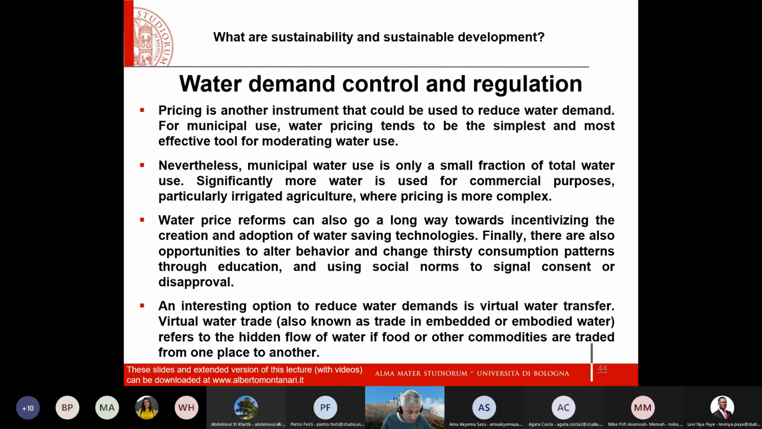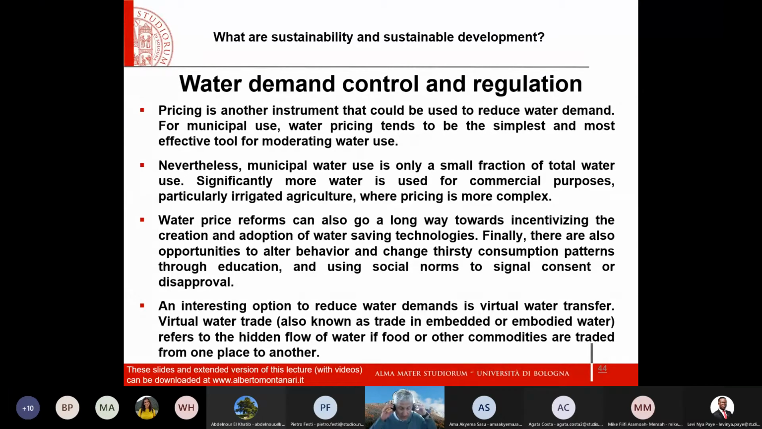And how to reduce it? Through, for instance, the use of smart taps, through pricing. Pricing has been shown to be a very effective way of reducing the water demand. And water price reforms can then be very useful. And also the controls on agriculture.